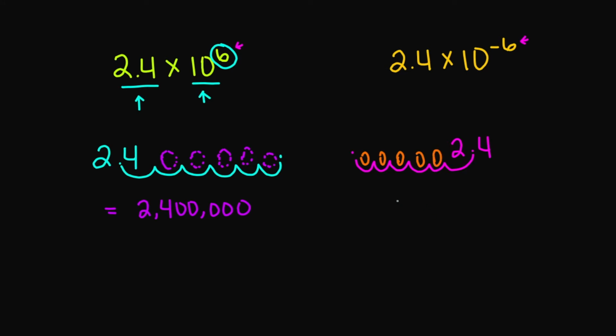So as a decimal in standard form, you're going to get 0.00000024. And remember, this is going to be your scientific notation here, and then these answers here are going to be your standard forms.